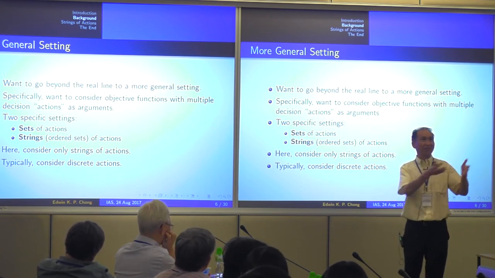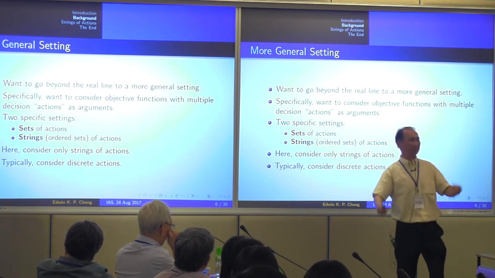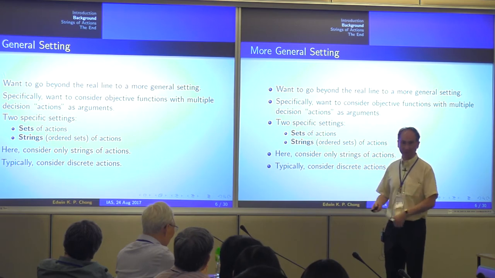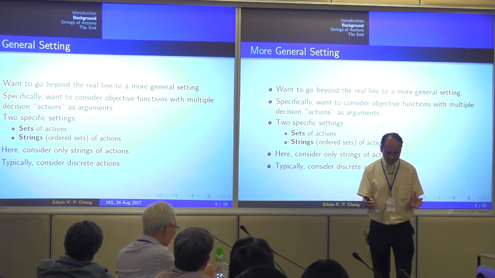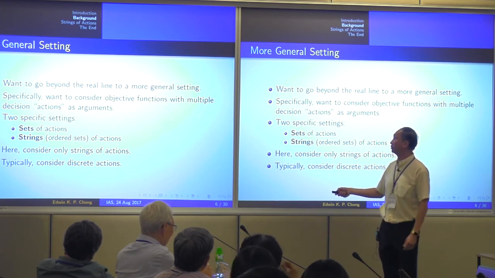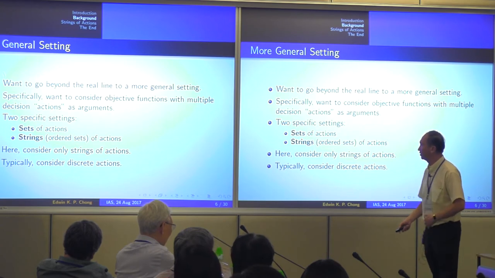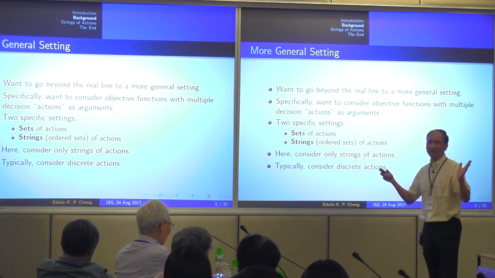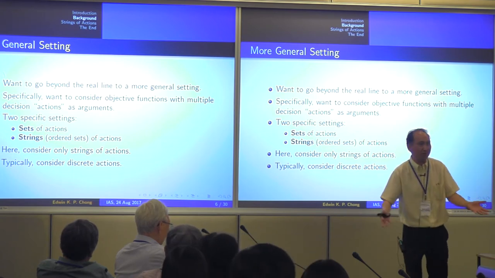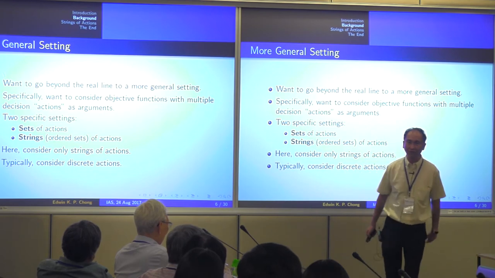So I give you a set of actions, I tell you the value associated with the set of actions. But you can also think of ordered sets or strings of actions. So you give me an ordered set of actions, I tell you the value of it. Now here we want to consider only strings, even though a lot of this theory applies also to the non-ordered case. And we typically consider discrete actions because in the continuous case, as I say, we have convex optimization theory, which is rich, right? Duality and so forth.